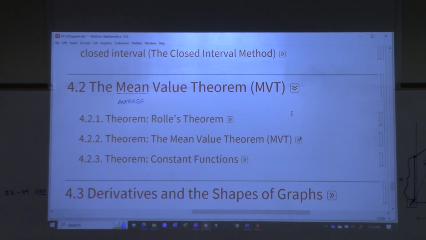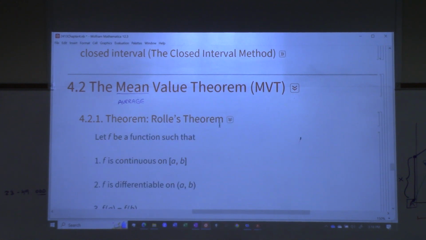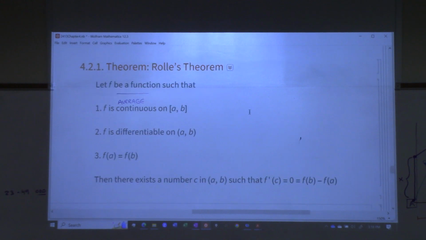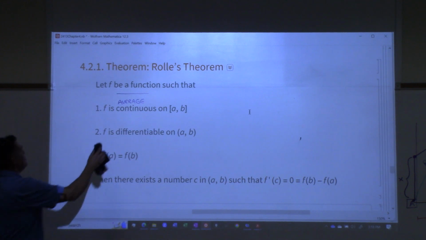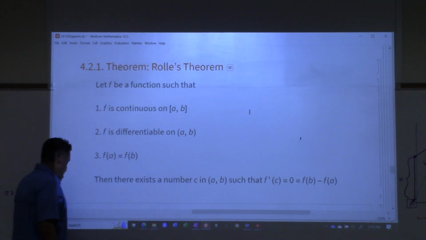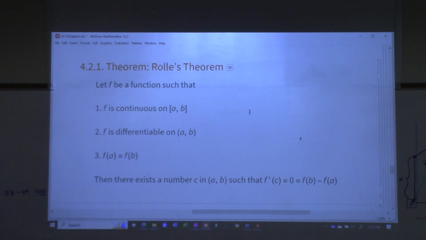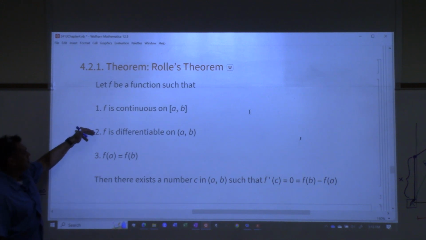So the first thing I'm going to do is I'm going to show you something called Rolle's theorem. Rolle's theorem is really, really nice because geometrically it's very easy to follow for most students. So here's Rolle's theorem. Rolle's theorem says, hey, let f be a function where these 3 conditions are met.